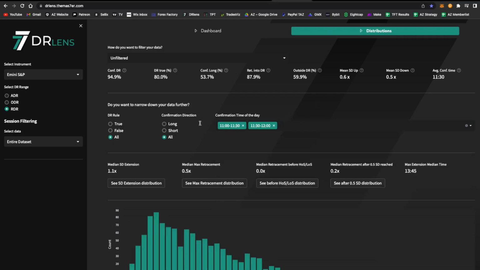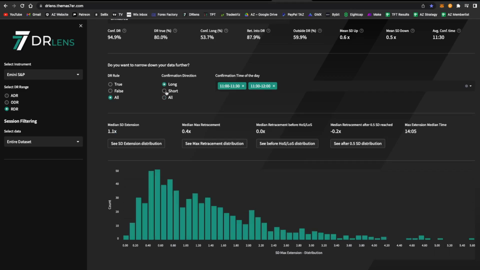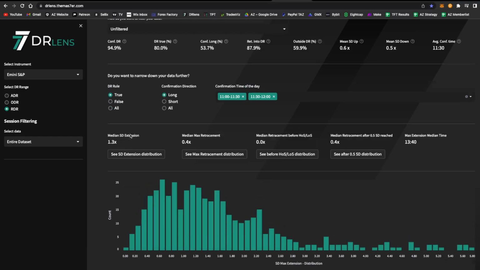I think that's right in the middle of it. So overall we see that the max extension median time should be around 1:45 p.m. New York local time. The median max retracement should be 0.5x. The median standard deviations depend on which side we're going to confirm. If we're going to confirm long, the median standard deviation to the upside should be 1.1. Short, the hour is going to hold true, so 1.3 if we're going to get a confirmation to the downside.